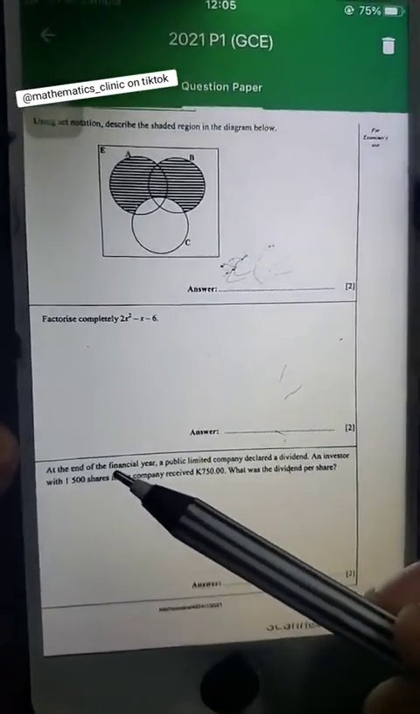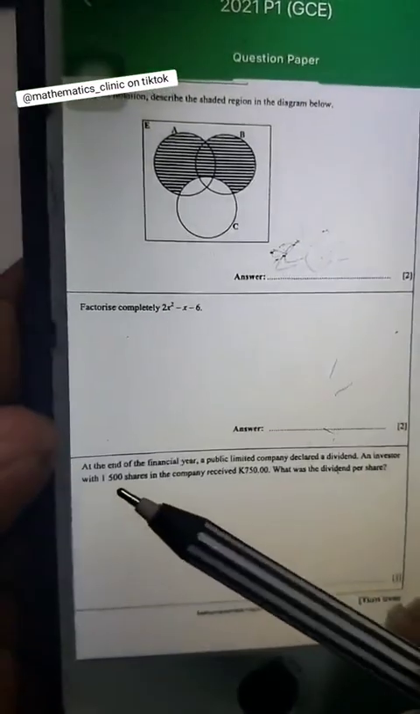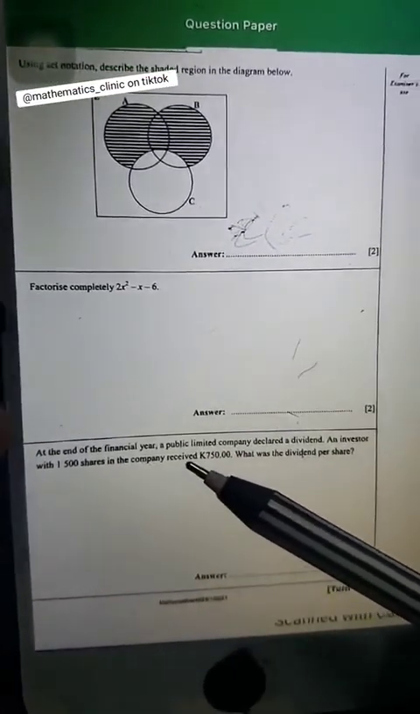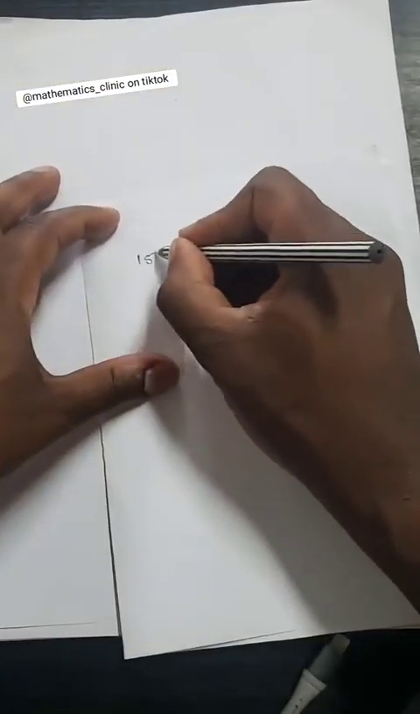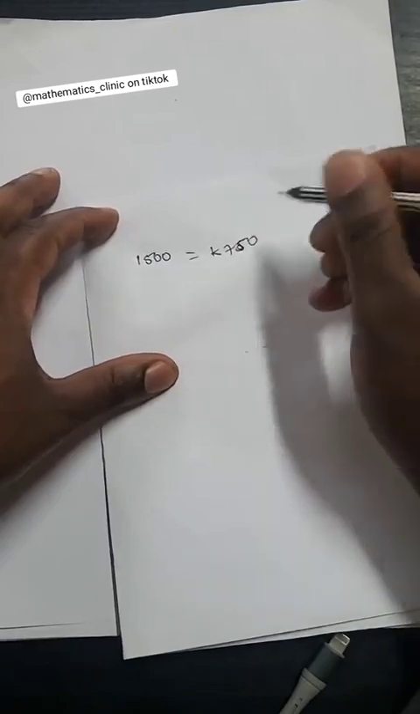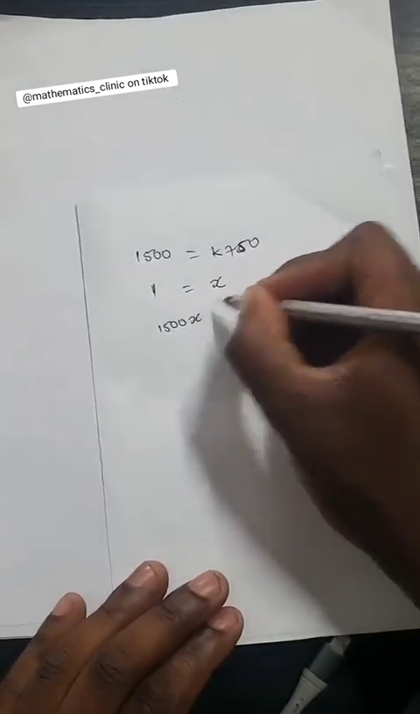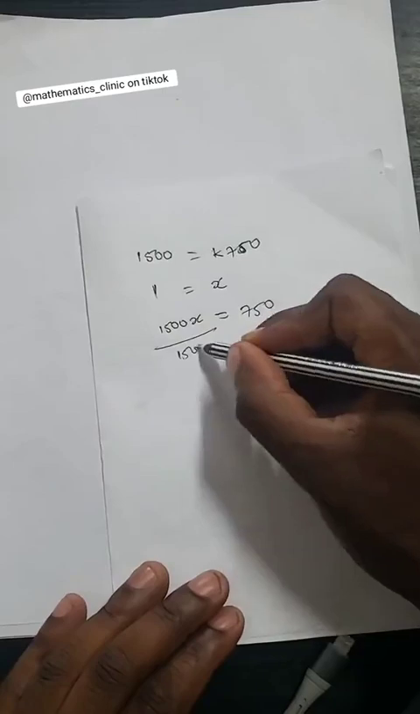It's saying that at the end of the financial year, a public limited company declared a dividend. An investor with 1,500 shares in the company received 750. So what was the dividend per share? If the person with 1,500 shares received 750 kwacha, what about the person with 1 share? That's what we are talking about. So we'll cross multiply: 1,500 times X is 1,500 X, equals 1 times 750, which is 750. Then we divide both sides by 1,500.